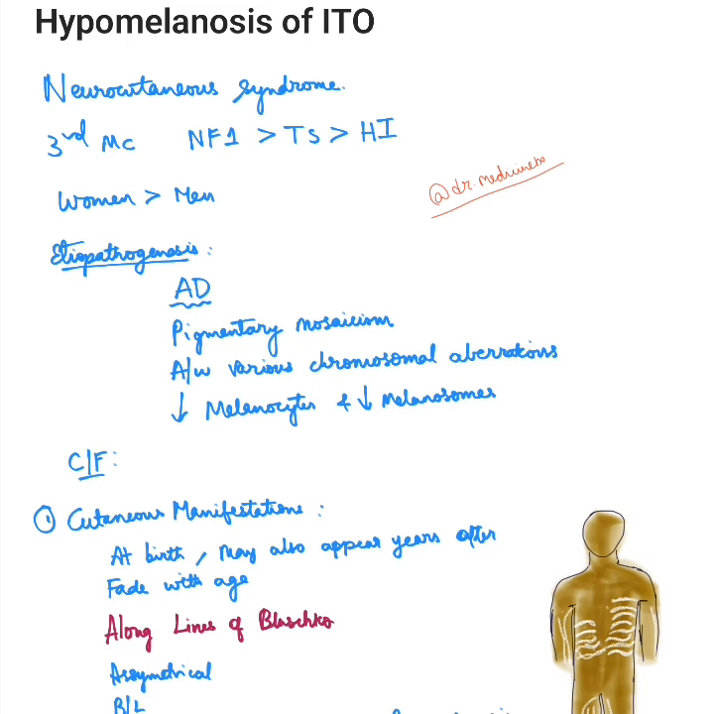So it is a neurocutaneous syndrome and it is the third most common type of neurocutaneous disorder following neurofibromatosis 1 and tuberous sclerosis, and there is a slight female preponderance. Coming to etiopathogenesis, it is an autosomal dominant disorder which is associated with pigmentary mosaicism, and the basic chromosomal aberrations that are involved are yet to be detected, but various types have been reported. On the whole, there is going to be reduction in the number of melanocytes as well as melanosomes.